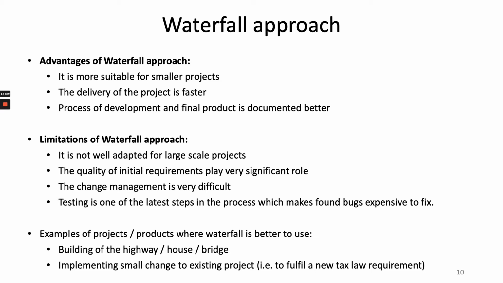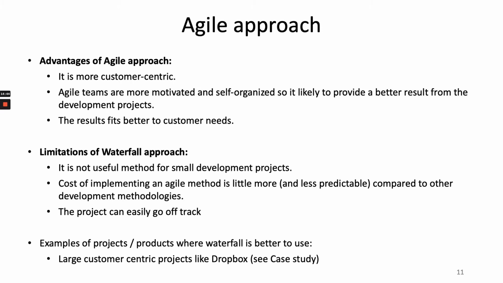The examples of projects can be like building a highway, house, bridge, and implementing small changes to existing projects, for example, fulfilling a new tax law requirement and so on. On the other hand, agile project, the advantages are that it is more customer-centric. Agile teams are more motivated and self-organized, so it's likely to provide a better result from the development projects, and the result fits better to customer needs.